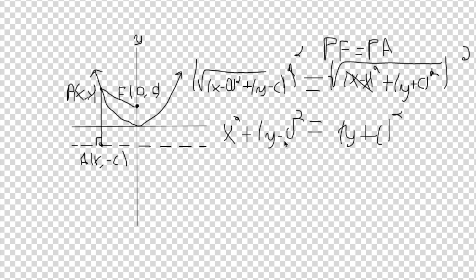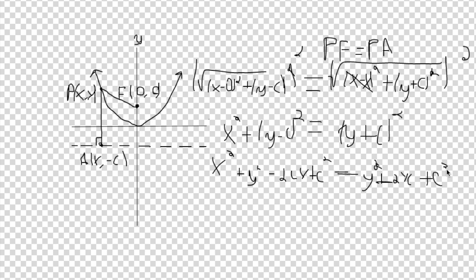Next, we're going to expand both these terms. If you do that, you're going to get x squared plus y squared minus 2cy plus c squared equals y squared plus 2yc plus c squared.